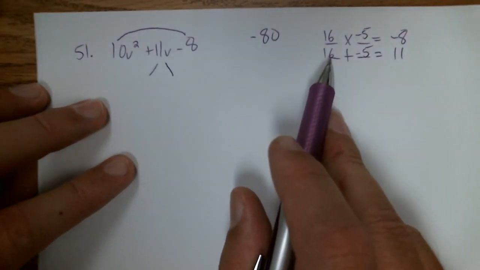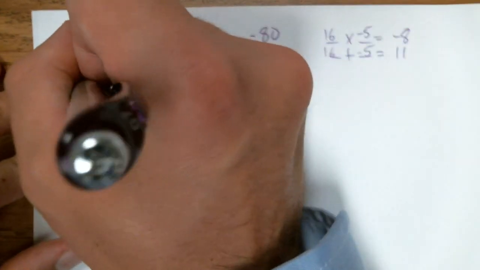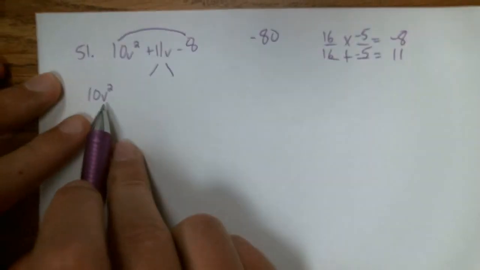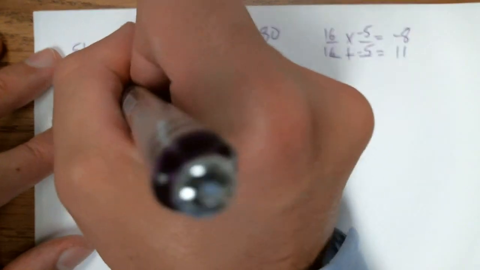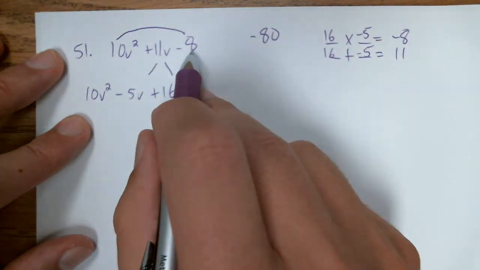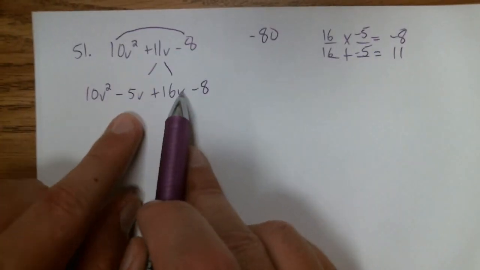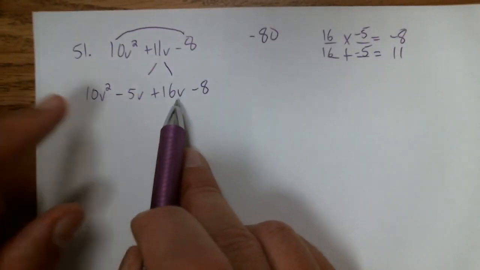All right, so once again, I'm going to split this middle term into a 16 and a -5. I'm going to choose to match up the 10 with the -5. That makes more sense to me. So you just bring down the first term, the 10v squared. I'll put the -5v over here. I will put the positive 16v over here, match that up with this -8. So I've taken this 11v and I've split it into a -5v and a 16v.